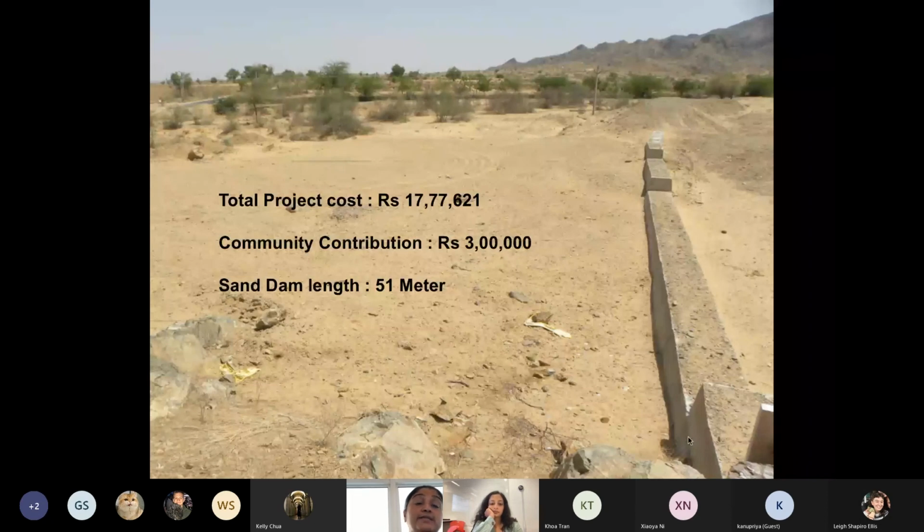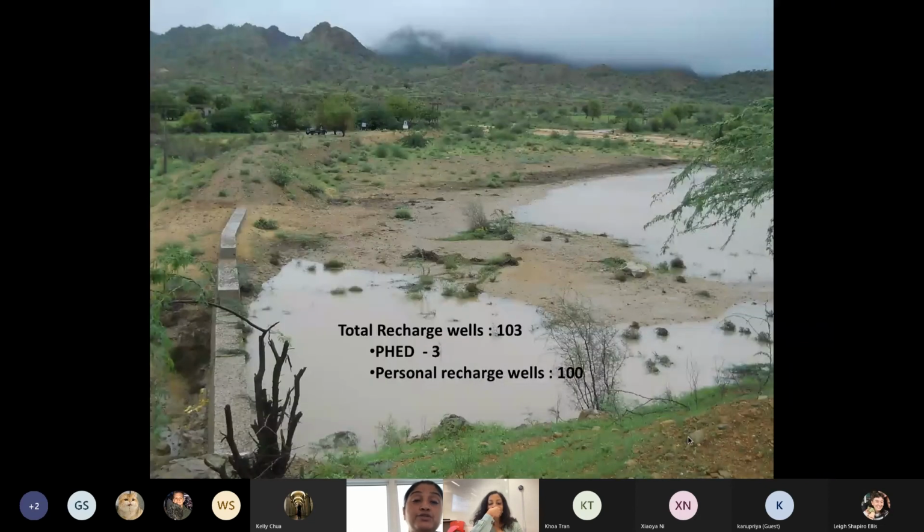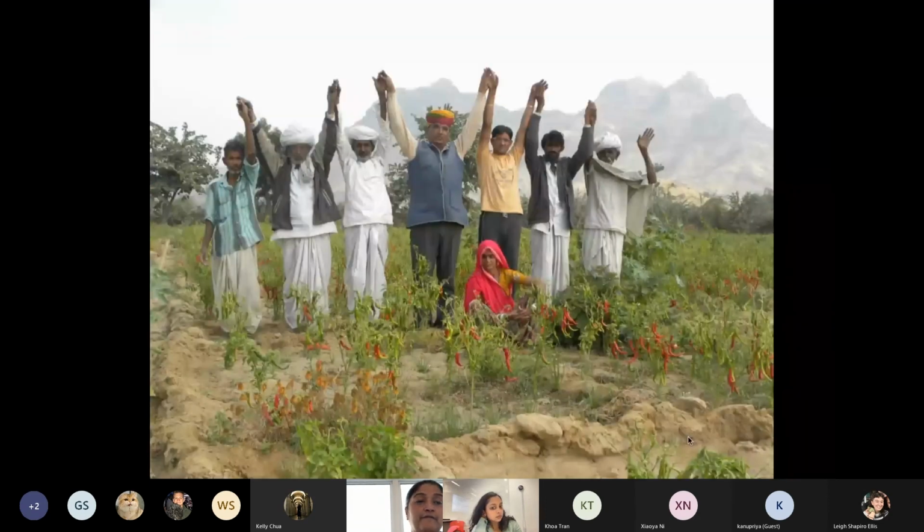This particular project has had a major impact where it has led to a recharge of 103 wells. So, wells which were either dry or saline have now become potable, out of which three are wells which are used by the government to supply drinking water. So, a simple structure like this has led to a recharge in about 103 wells. People here, farmers, after a very very long time, have started growing vegetables, chilies, and this simple intervention has had a major change in their life.